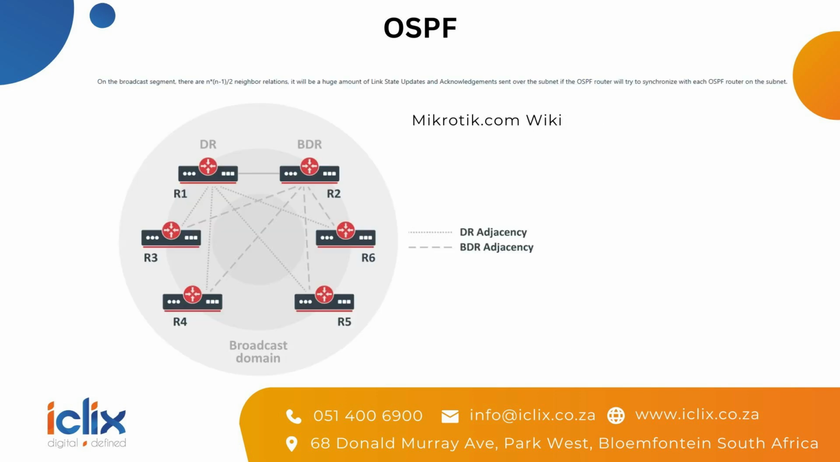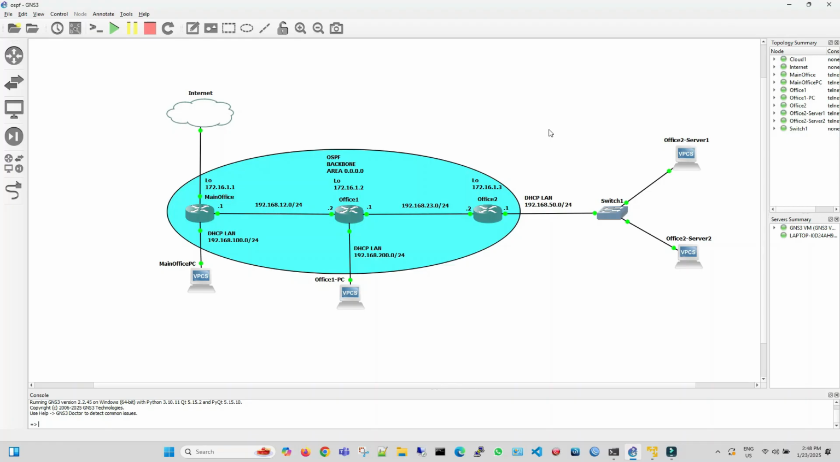I captured this image from the Mikrotik wiki, which illustrates the broadcast segment and explains how OSPF LSAs are calculated. Let's review the same lab we set up in part 2 of the previous video. I recommend watching parts 1 and 2 before proceeding. Here, we will determine who the DR and BDR are in the broadcast domain. Let's start by checking who the DR is.